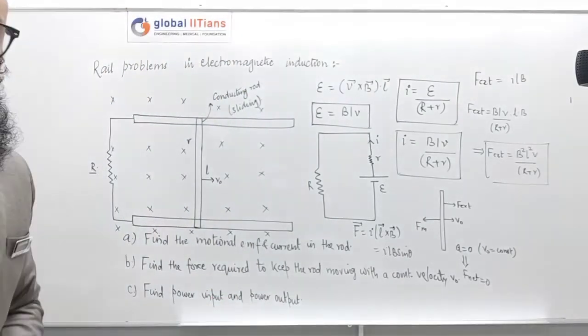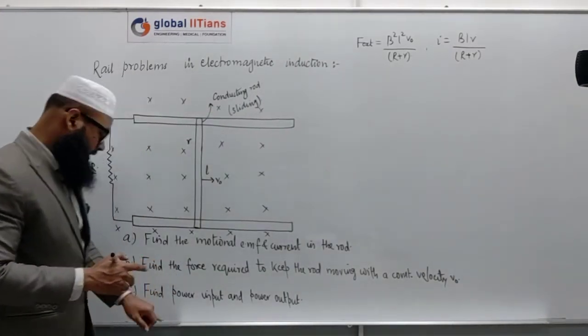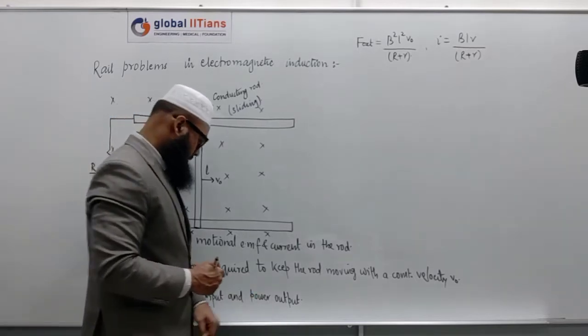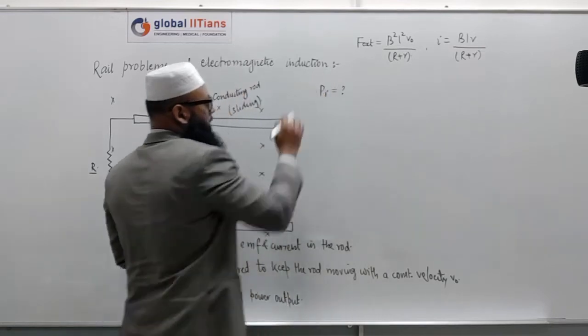Now the third part of the question we are going to solve. Let me rub the board. So in the third question we are supposed to find out the value of power input and power output. Okay. First we need to realize what exactly will be the power input.